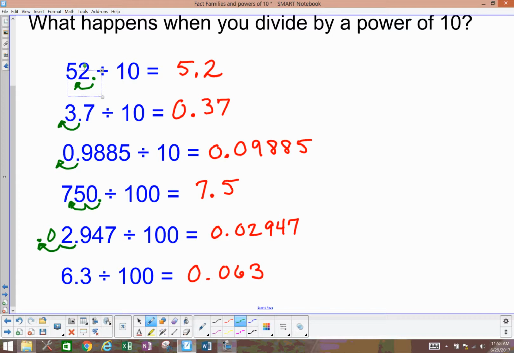I would need to fill in with a 0. 6.3 divided by 100, I'm dividing by 10 to the power 2, so I move 2 spaces. I'd have to fill in with a 0. That is probably the shortcut that you learned when you were in elementary school.